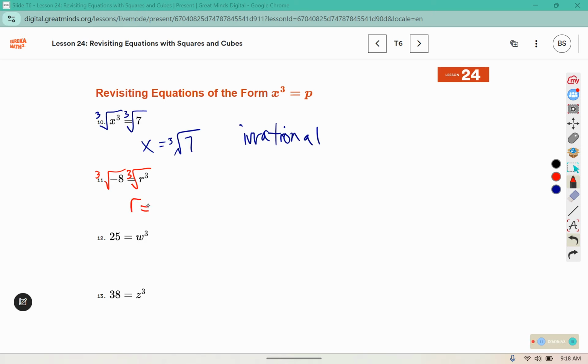We just saw that 2 cubed is 8, but negative 2 cubed is negative 8. And that is a rational. Negative 2 terminates, or you can think of it as having repeating zeros.